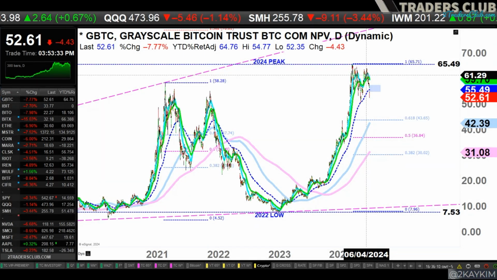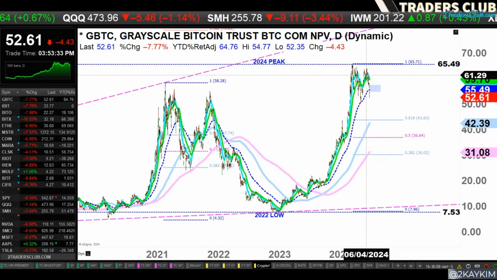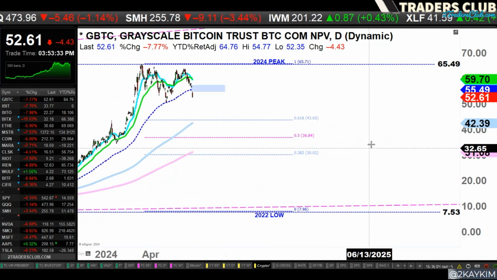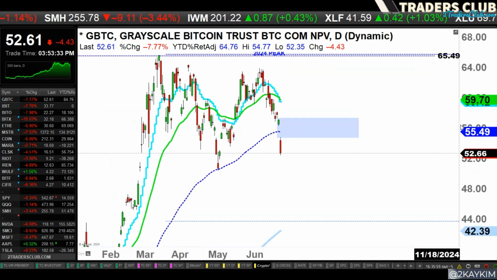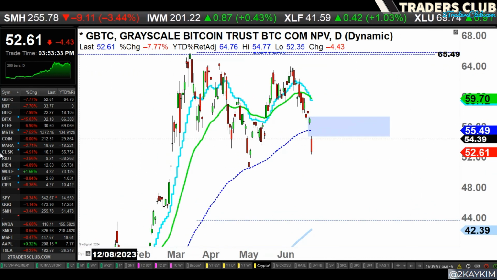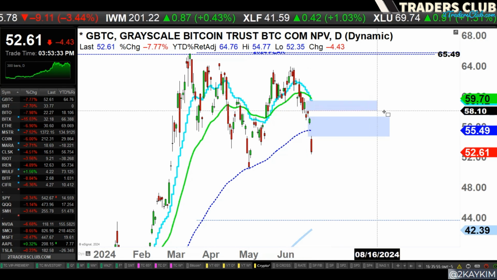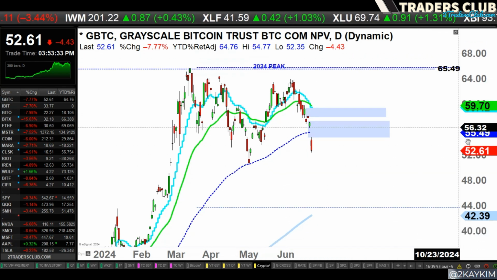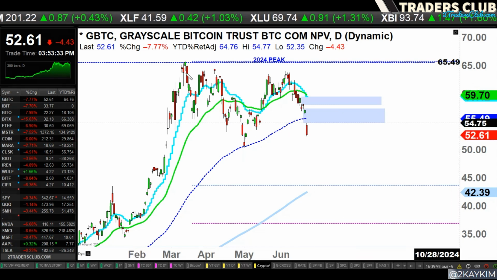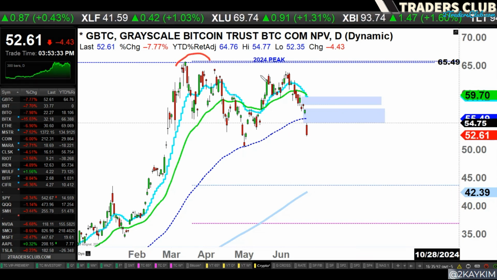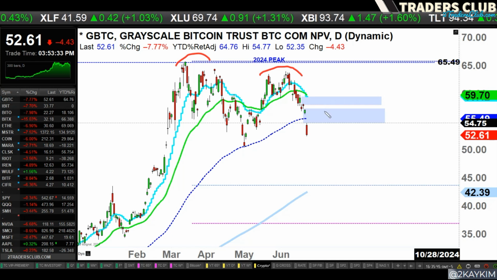Grayscale Bitcoin GBTC daily chart. As you can see, I'm going to zoom in here and we'll look at the oscillator as well towards the end of this video on this daily chart. There are a couple of down gaps. As you can see here, it failed to make new highs. That's a 2024 peak, kind of a lower high.